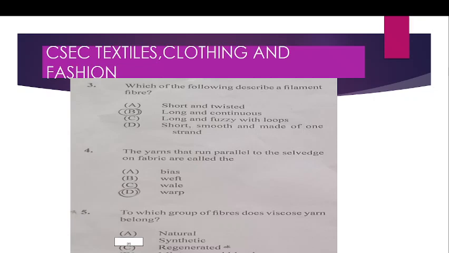Number five, to which group of fibers does viscose yarn belong? And the answer is C, regenerated. Why regenerated? Because these fibers are made from chemical and wood pulp. And in this case, viscose is derived or originated from wood pulp or the cellulose, right? From the eucalyptus tree, for example, even sugar cane too, all right?